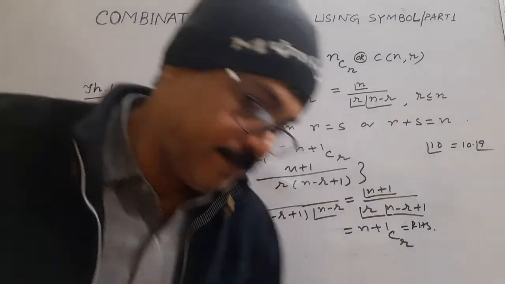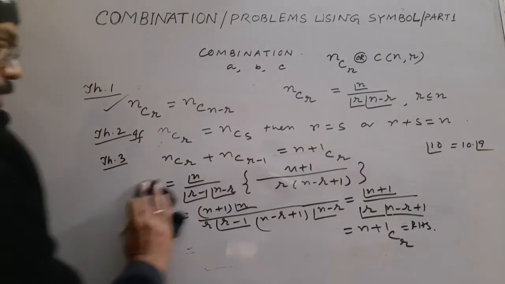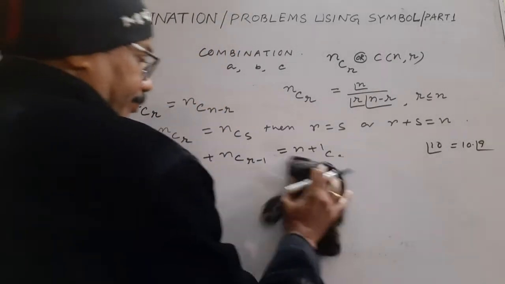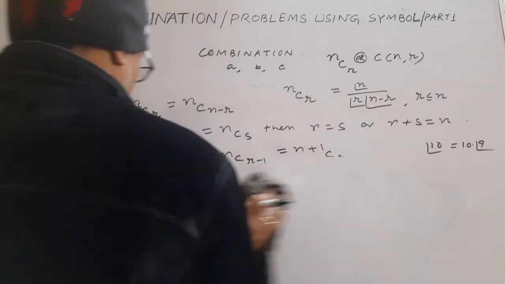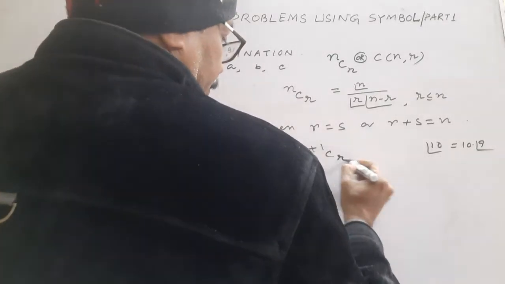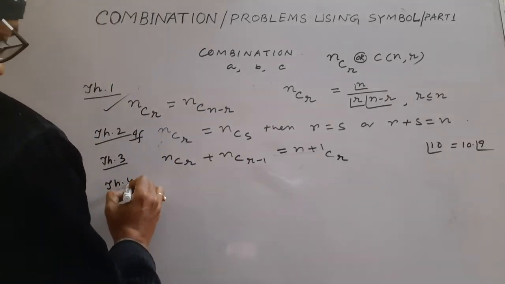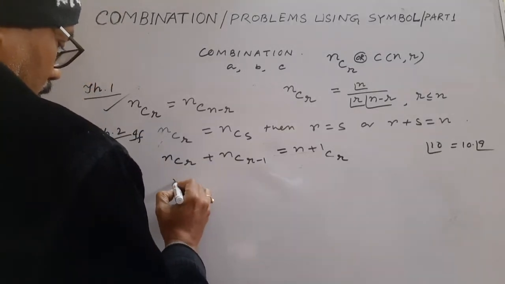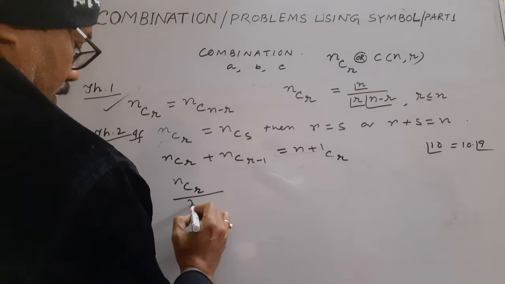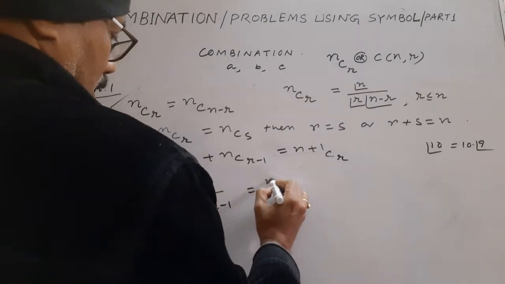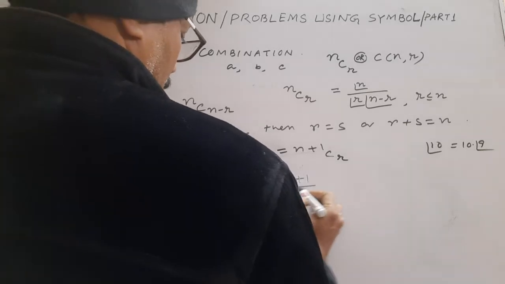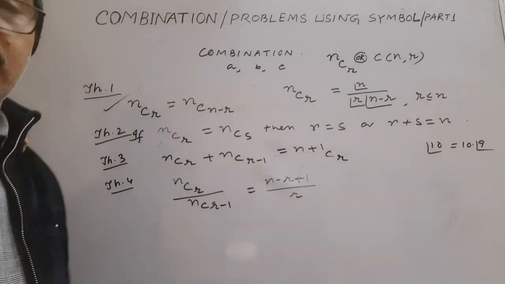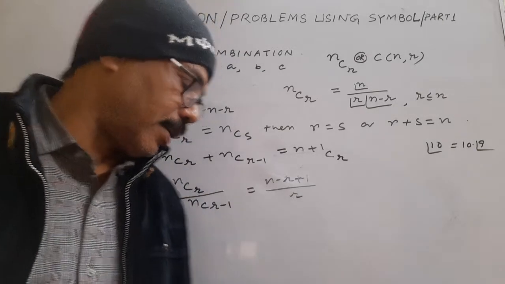And finally, Theorem 4: nCr by nC r minus 1 equals n minus r plus 1 by r.